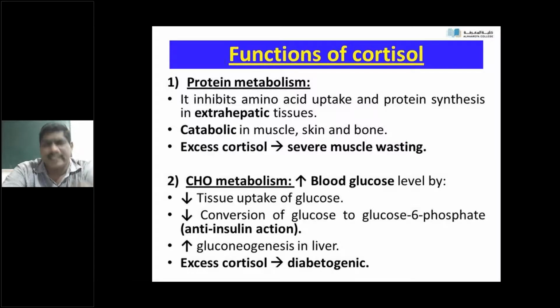Let's see the regulation of cortisol secretion. The hypothalamus synthesizes a trophic hormone, the corticotrophic releasing hormone. This acts on the anterior pituitary gland to release the adrenocorticotrophic hormone. This hormone acts on the adrenal cortex, and cortisol synthesis takes place. As already said, the alpha hydroxylase enzymes are stimulated by the adrenocorticotropic hormone.